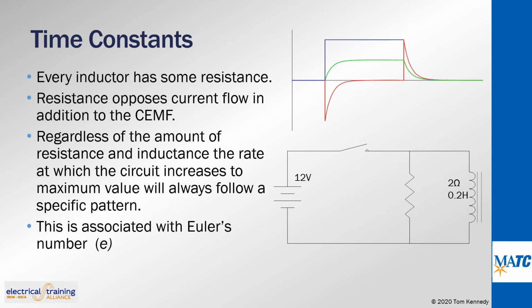Since counter-EMF is present when a DC voltage is applied to an inductor and is also created when the voltage is removed, the ability to quantify how long the current will take to get to its maximum value can be calculated using what are called time constants. Every conductor has some resistance. This resistance will oppose the current that flows to establish the change in magnetic field, regardless of the amount of resistance and inductance. The rate at which the circuit increases to maximum value will always follow a specific pattern. This natural pattern is associated with Euler's number.